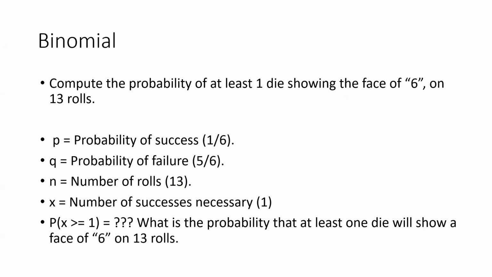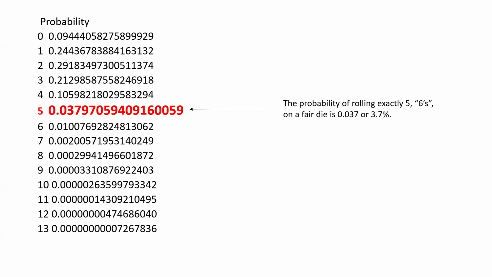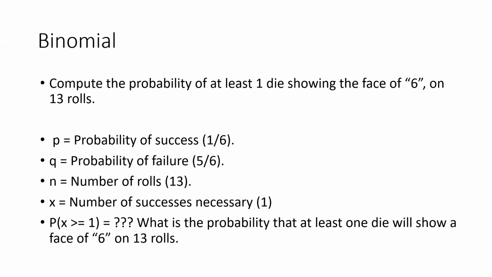So now let's compute the probability that at least one die showing the face of 6 will show up on 3 rolls. So at least one die. Not exactly 5 dice of our dice as it was in the previous problem. In this case, we want to know the probability of at least one. All right, so get in the habit of defining exactly what it is you're looking for.